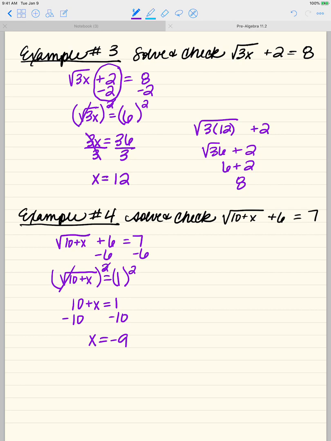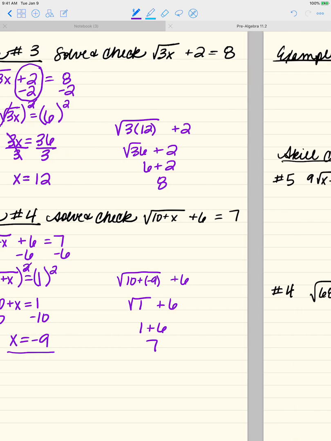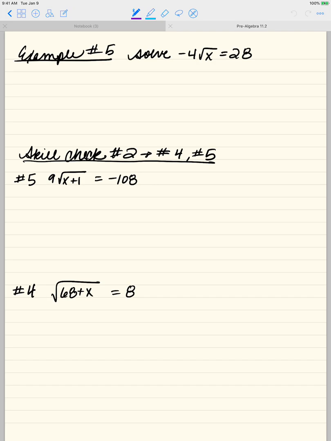Do not think that because we just came up with a negative answer that it's not going to be true. Watch what happens when we check this. Square root of 10 plus negative 9, plus 6. So underneath the radical we have 10 plus negative 9, which gives us a positive 1. Plus 6. The square root of 1 is 1. Plus 6 is 7. We arrived back at our answer. It's correct. Example number 5.